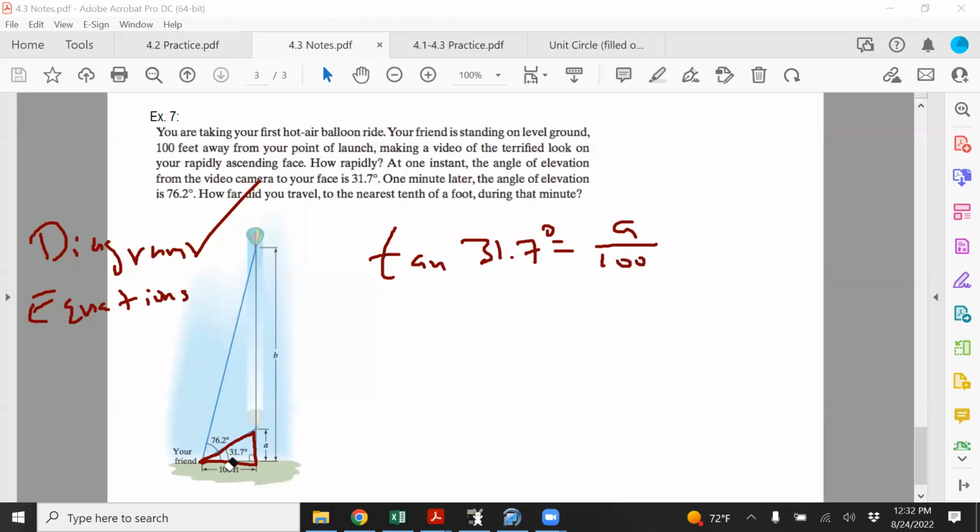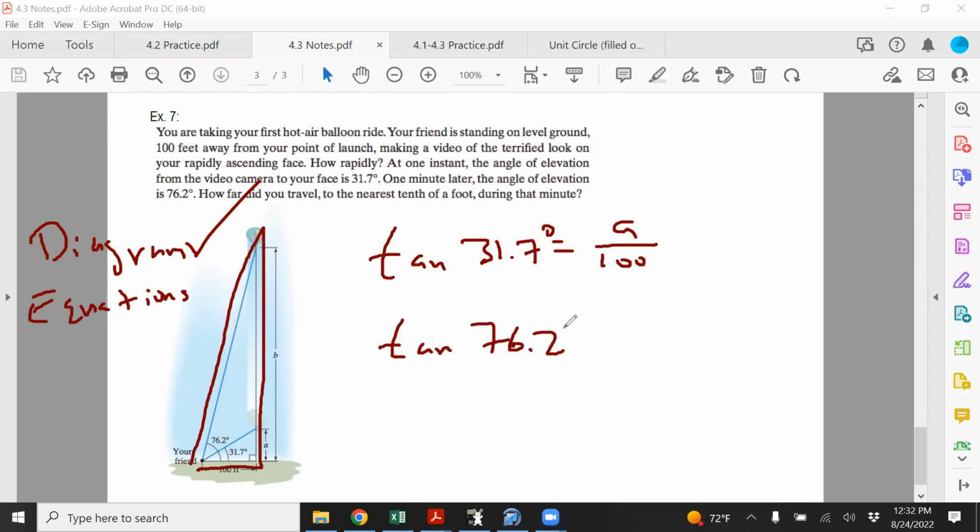Now let's look at the big triangle. I have another right triangle. That angle of elevation is 76.2 degrees because you're told so, and the diagram shows that. What am I going to write on the other side? B over 100. Thank you again. B over 100. So the 76.2, just so you know, includes the 30.7. 76.2 is from the ground to that last side, so it's already wrapped into it. Well, let's figure out A and B.